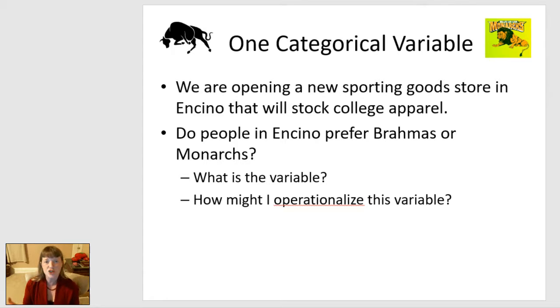And I'm making people choose. You must choose one or the other. The variable here is, who's your favorite community college mascot? Brahmas or Monarchs? That's the variable. And there's two different outcomes that I'm allowing people to choose from. I'm allowing them to choose between the Brahmas and the Monarchs. And I'm saying you have to pick. You have to pick.